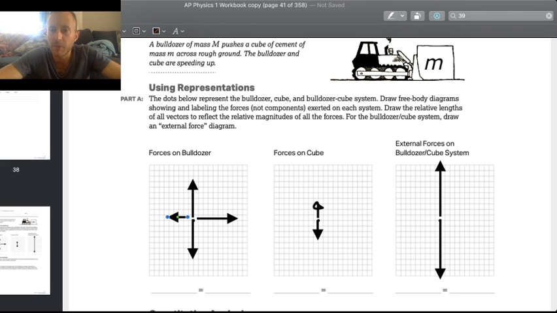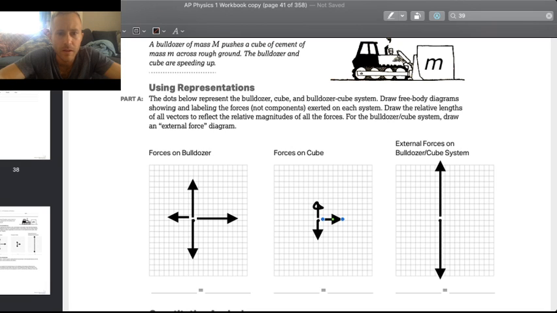Now, if we look at the forces on the cube, it is going to have the force from the bulldozer. Now, you want to be very careful to draw the force from the bulldozer on the cube to be the same size as the force of the cube on the bulldozer. That's Newton's third law. And then the cube is also going to have some kind of frictional force that's preventing it from going back.